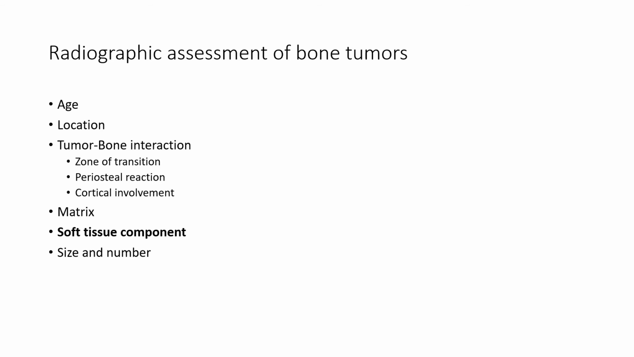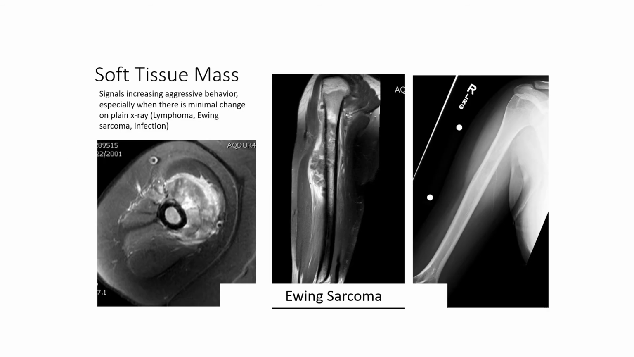Soft tissue component is important to consider. We've discussed how to determine a soft tissue mass. If you see a soft tissue mass, you draw a circle around it, you put your finger in the middle of it. It should tell you the origin of where it begins. It's not 100%, but it's a good guess. The soft tissue mass can also be evaluated from what the bone matrix looks like. So this is an example of how the soft tissue mass shows the aggressive nature of the tumor.